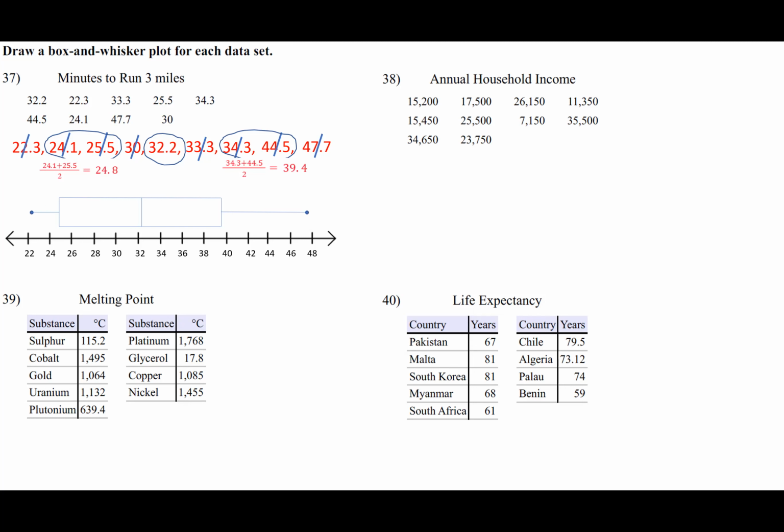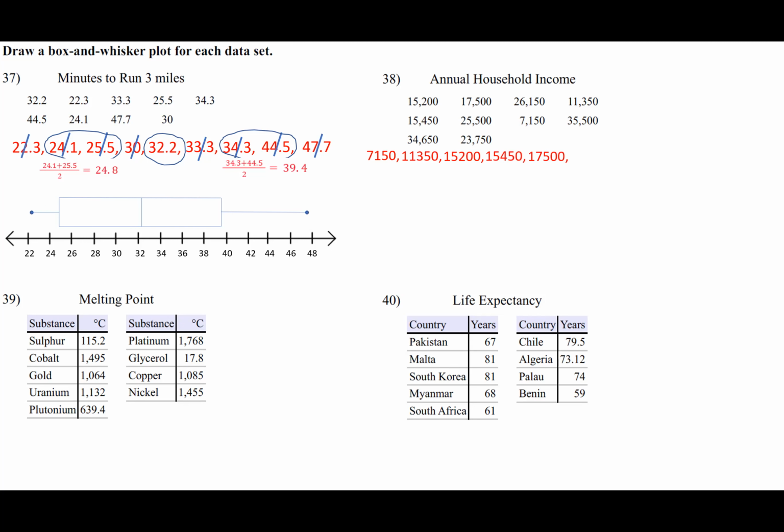All right, let's take a look at question number 38. I'm talking about big numbers in this case, in the thousands, the annual household income. The smallest number I see is in the 7,000s. So 7,150. Now let me go to the 10,000s. I see 11,350, 15,200, 15,450, and 17,500. I know they're big numbers, but I'm looking at them as thousands.